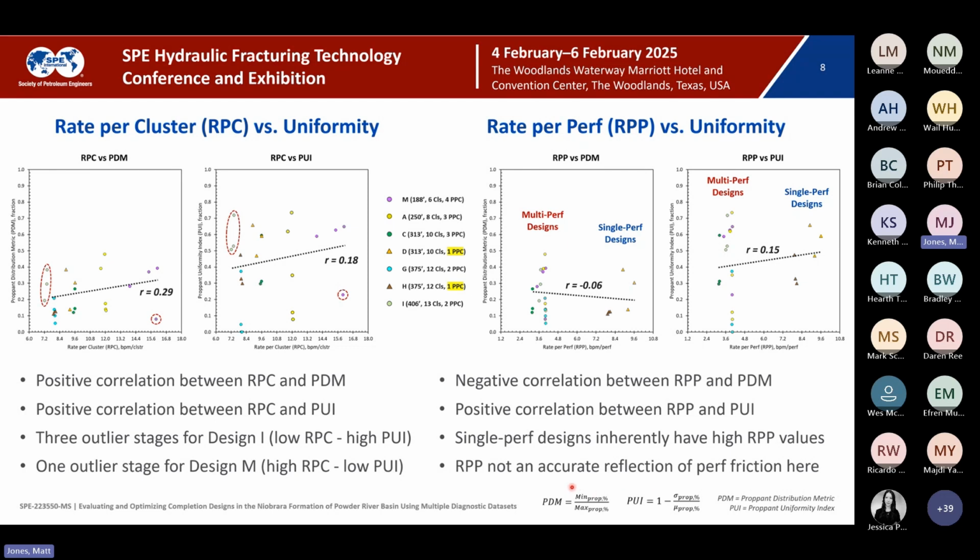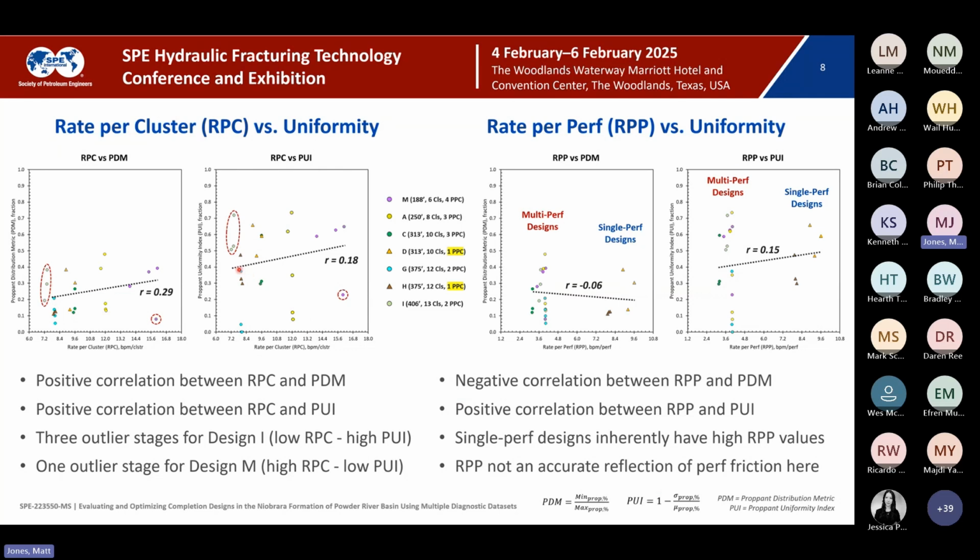PDM is the minimum to maximum ratio of proppant percent allocation among clusters in a stage. So it's not a straight volumetric calculation, it's a percent allocation. And those percent allocations are calculated using proprietary algorithms using the DAS data. PUI is a similar calculation, but it's 1 minus standard deviation over mean, with standard deviation and mean again applied to the proppant percent allocation among clusters in the stage.